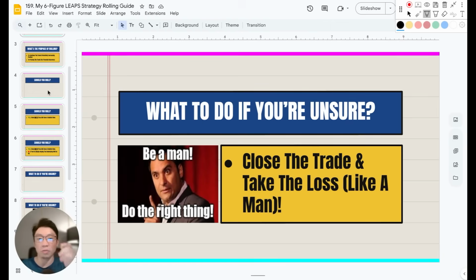So that is why it's very important to identify whether you are still bullish on the underlying. If you are, then yes, the rolling makes sense because it's going to play out to your view if the market or the stock, the underlying, eventually goes up. But if you're unsure, or even worse, you don't even think that it's going to go up, then you shouldn't be rolling in the first place.